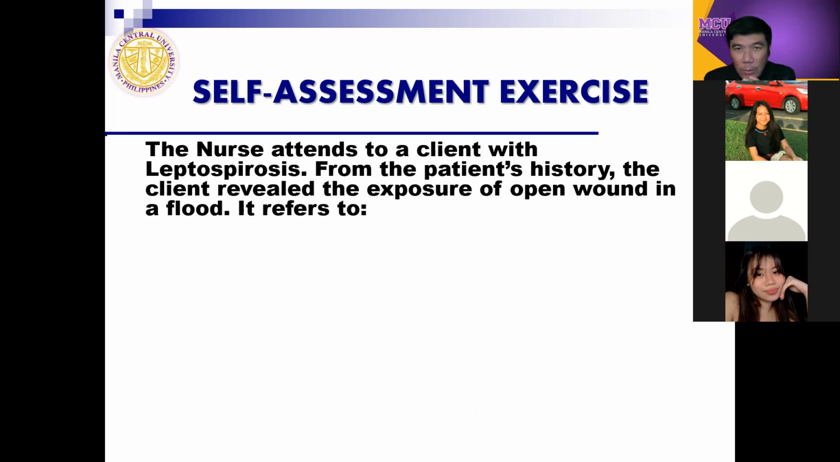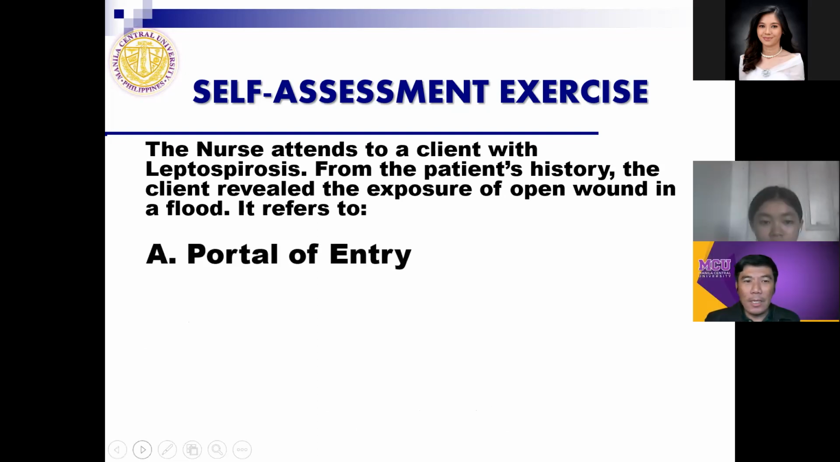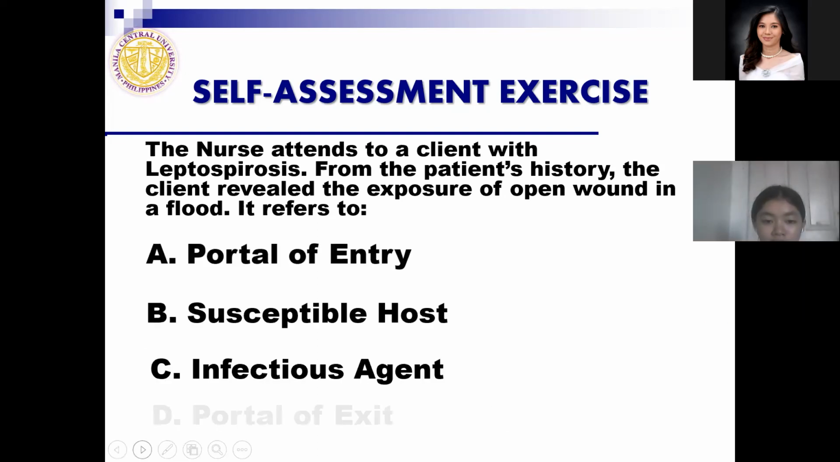We are still at 40. We may have 23. Okay, 23 at least. Later I will request a higher number. The nurse attends to a client with leptospirosis. From the patient's history, the client revealed the exposure of open wound in a flood. It refers to portal of entry, susceptible host, infectious agent, portal of exit. So we may need 22 student participants. Go.